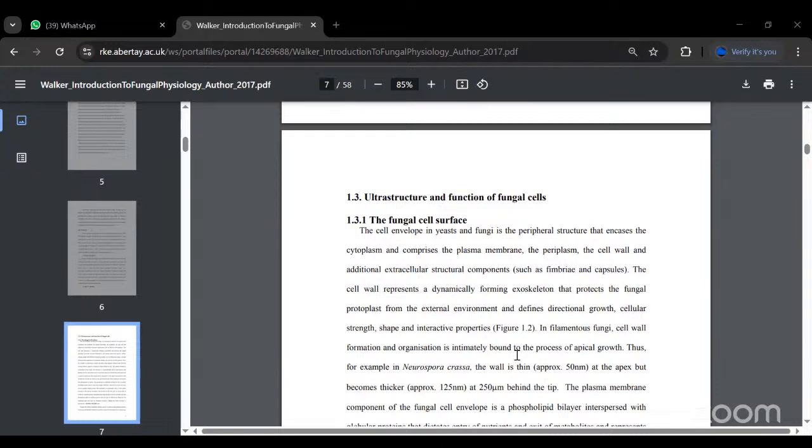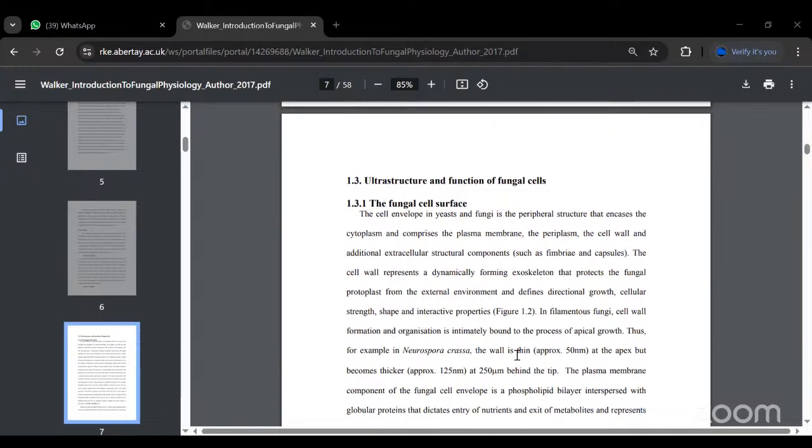For example, in Neurospora crassa, the wall is thin and then becomes thicker.